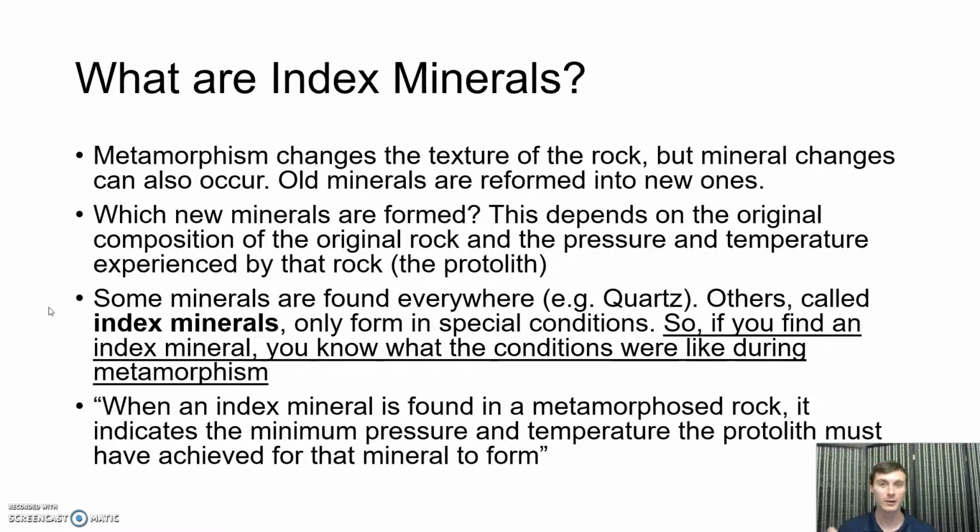What you're looking for are special minerals called index minerals. So if you take a metamorphic rock and you spot the index mineral, that mineral is the one that reveals what the conditions were like, the heat and pressure conditions were like, whenever that rock was metamorphosed. So then you could work backwards from what you see in the rock to the original conditions where that rock formed.